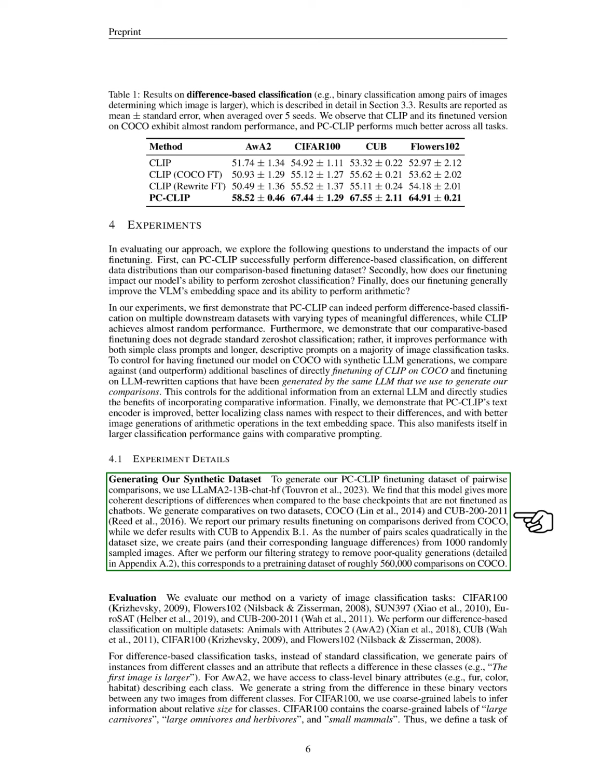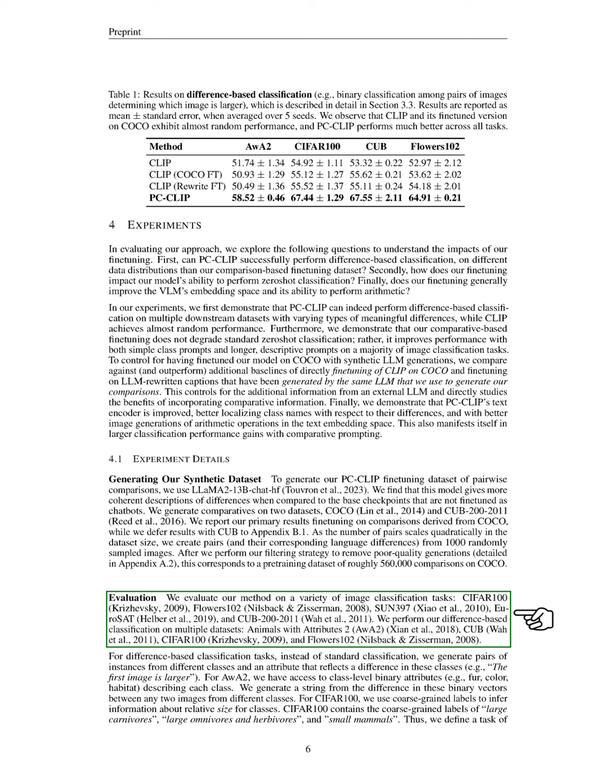Since the number of pairs increases significantly with dataset size, we generate pairs from 1,000 randomly selected images. After filtering out low-quality outputs, we end up with about 560,000 comparisons from COCO. For evaluation, we test our method on various image classification tasks, including CIFAR 100, Flowers 102, SUN 397, Eurosat, and CUB 200-2011.